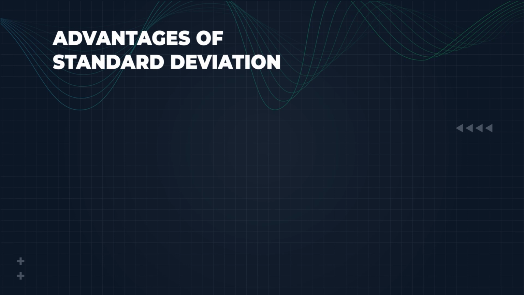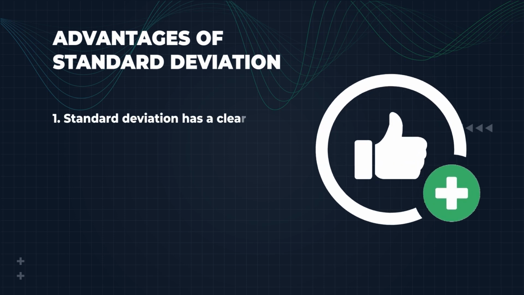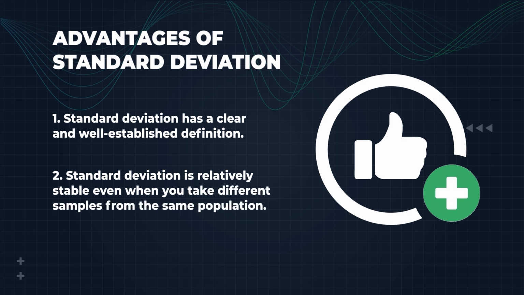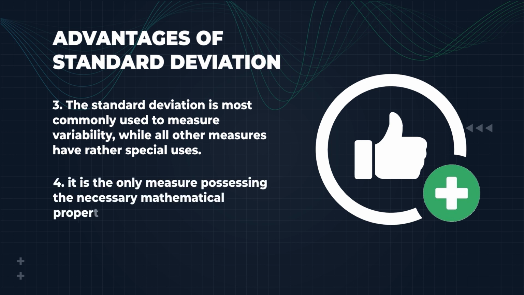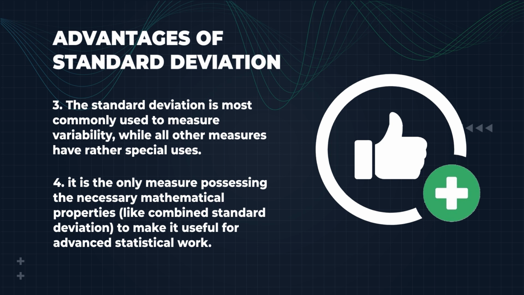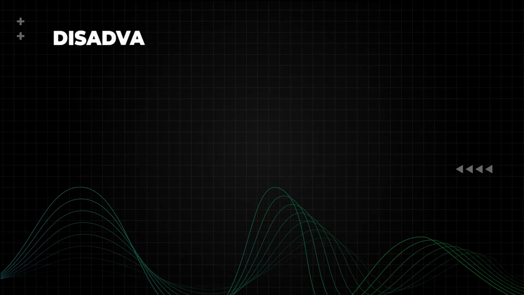Advantages of standard deviation: it is a clear and well established definition. Standard deviation is relatively stable even when you take different samples from the same population. The standard deviation is most commonly used to measure variability, while all other measures have rather special uses. It is the only measure possessing the necessary mathematical properties, like combined standard deviation, to make it useful for advanced statistical work. There are certain disadvantages.